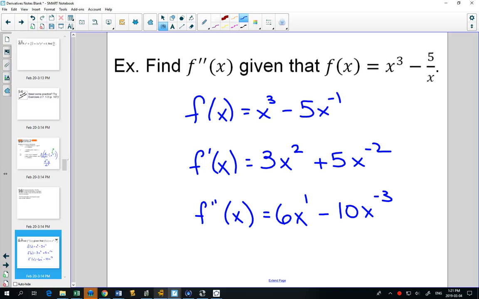Would you like it if I asked you to find the 15th derivative? Wouldn't be too bad. You could figure out a pattern of what's happening. What's going to happen next to this one? Third derivative, this would just be 6. Fourth derivative, this one's going to be 0. And then that one's gone. So you just have something left with that one.